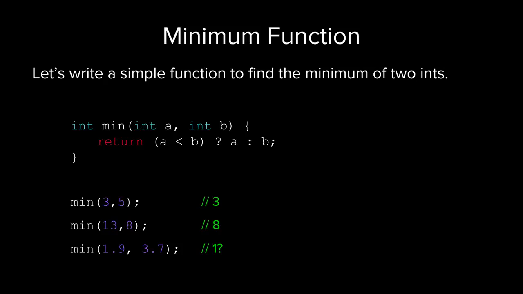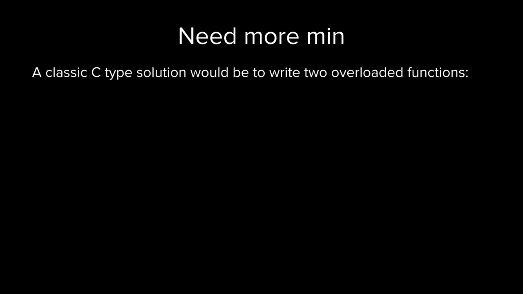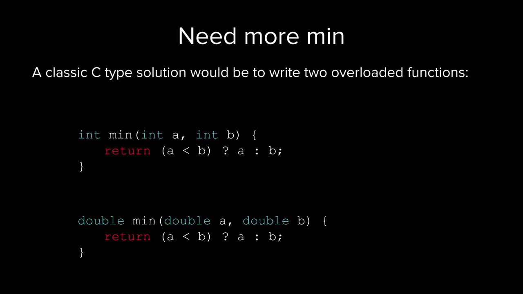So this is kind of an issue, and you decide, okay, I also want to find the minimum of doubles, so what do I do? Maybe I'll write another function that takes two doubles instead. In a C++ world, you'd have two functions with the same name but different argument types, and depending on what arguments you pass, it'll decide which one to call. If I call min with two doubles, it'll call the second one. If I call min with two ints, it'll call the first one.